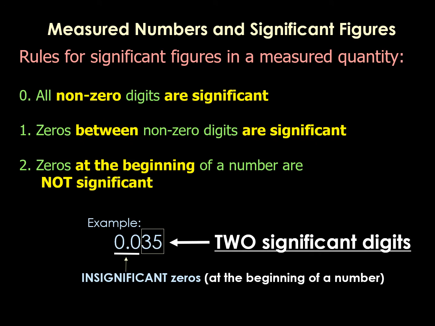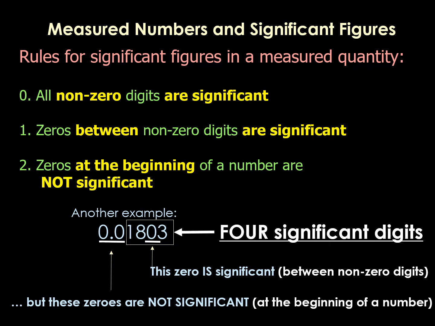Another rule here, any zeros at the beginning of a number are not significant. So here, the 2 zeros in the beginning are non-significant. So in total, there'll be 2 significant figures. If the value was 0.0350, that would be considered 3 significant figures. So in this case, we have 4 significant figures because this 0 is in between 2 non-zeros. So again, 4 significant figures, 1, 2, 3, 4. The value before here is not significant.